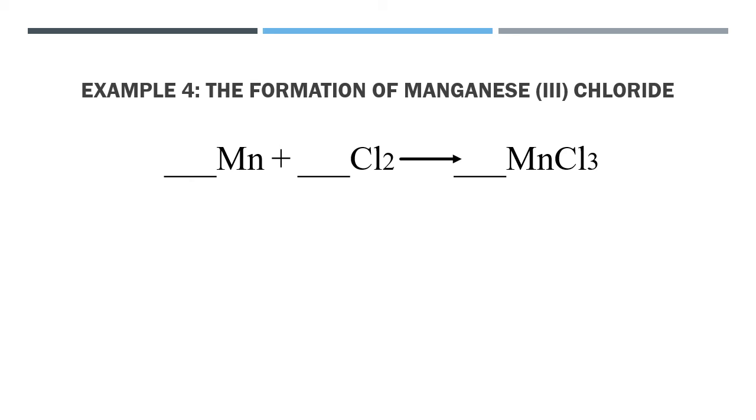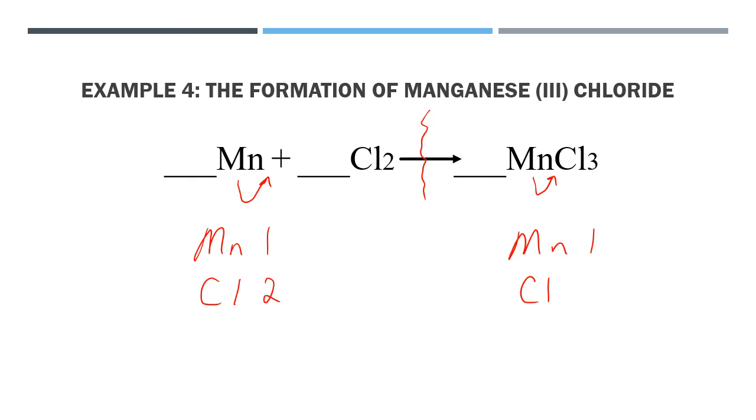Now, on this one, I've got, once again, my dividing line. And we'll start off with manganese, Mn, and I look on both sides. Neither one of them has a subscript, so that means I have 1 of both of them. So it's balanced so far. Then I get to chlorine. Chlorine on the left has 2. Chlorine on the right has 3.